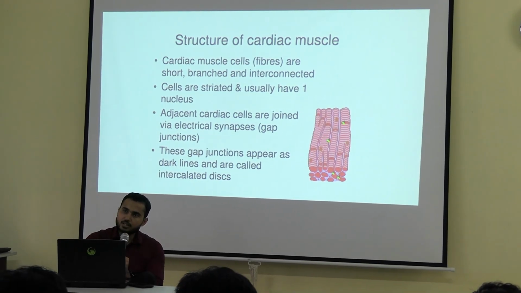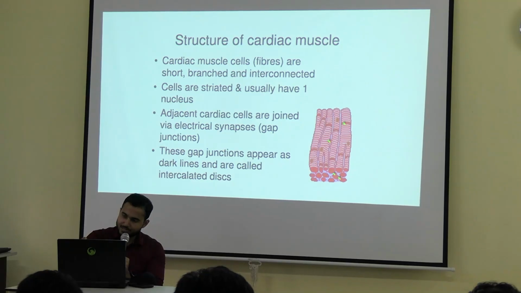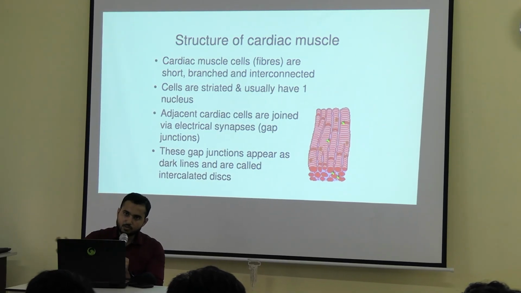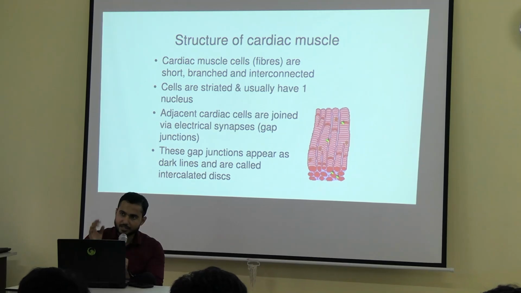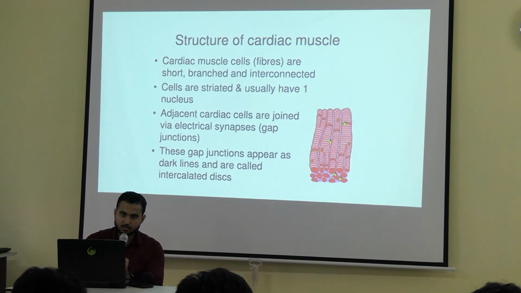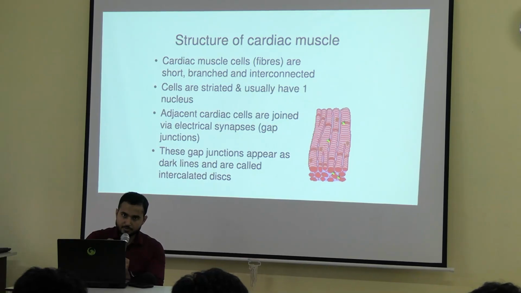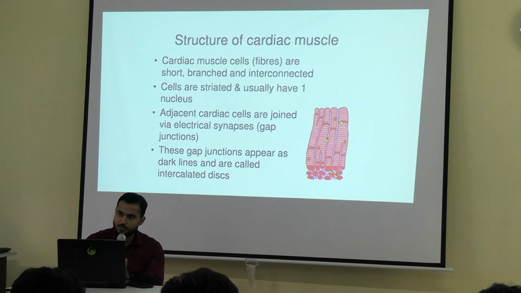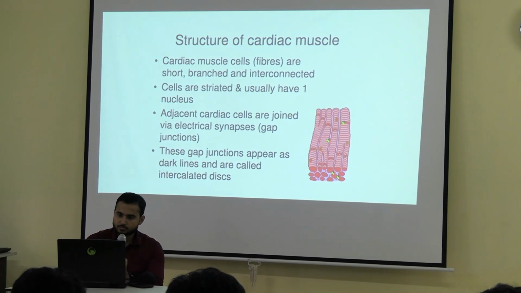Next, if you see the fibers, one particular cell means fiber, another fiber, they are connected to each other by a structure, and it is called as intercalated disc. One muscle fiber connected to another muscle fiber by a structure that is called as intercalated disc. So we have to study about the intercalated disc also.